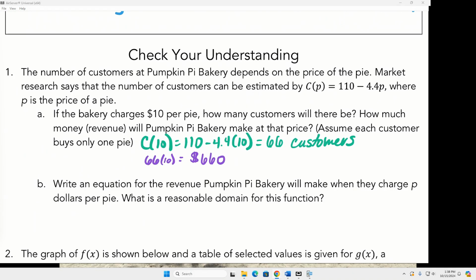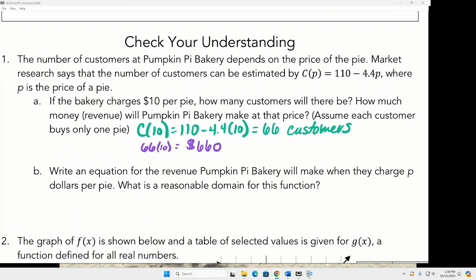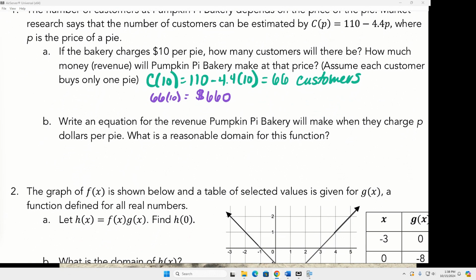Alright, and then for B, we're going to write an equation for the revenue Pumpkin Pie Bakery will make if they charge P dollars per pie. And then we're going to do a reasonable domain. So think about how much you would pay for the most delicious pie in the world. Alright, so for the revenue, we're going to call it R of P. We're going to do exactly what we just did. With this 66, that 66 came from the customer function. So that's 110 minus 4.4 P.